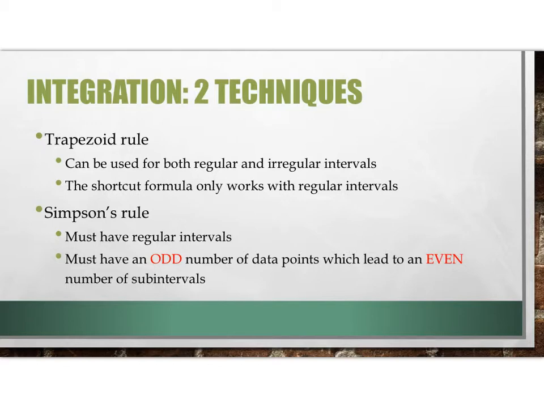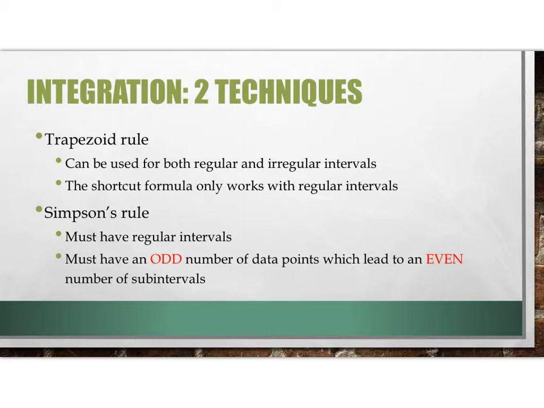Now, there is a shortcut formula that you can use, but that's only going to work if you have regular intervals. Simpson's rule requires that you have evenly spaced data or regular intervals. Also, you must have an even number of subintervals, which means you need to have an odd number of data points. And that's going to be very important.